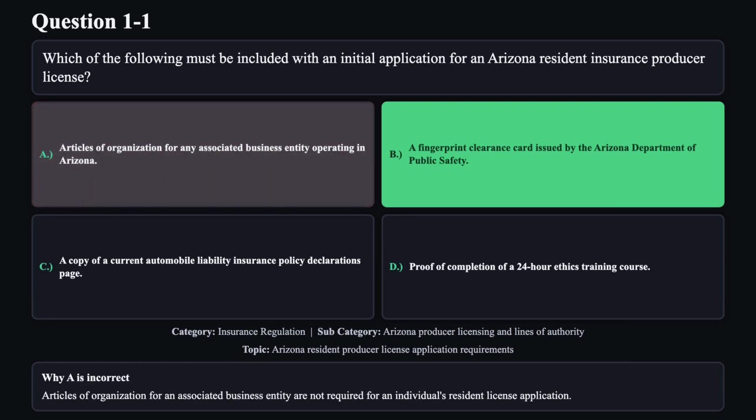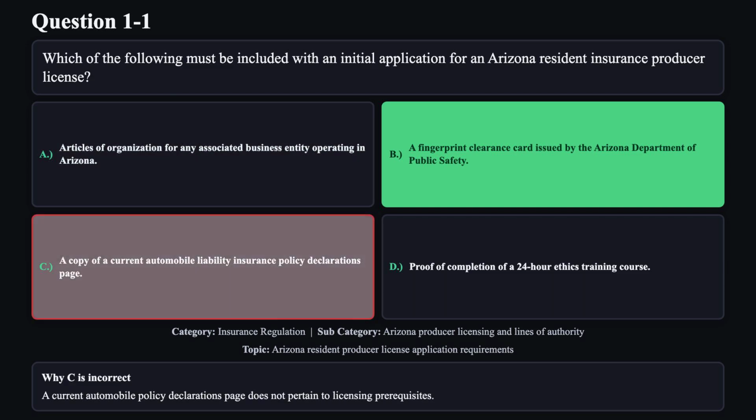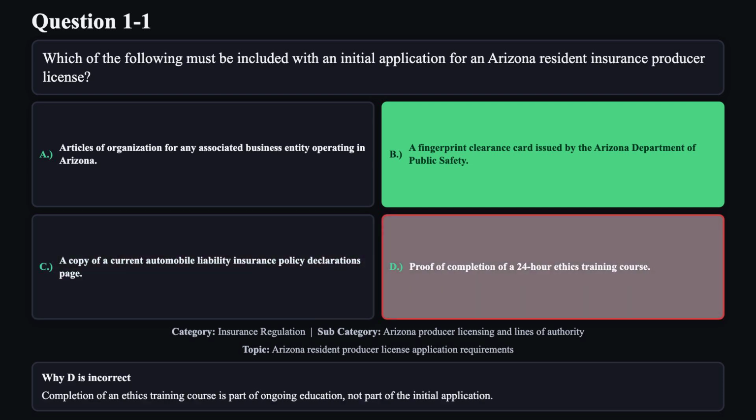Reason A is not correct. Articles of organization for an associated business entity are not required for an individual's resident license application. Reason C is not correct. A current automobile policy declarations page does not pertain to licensing prerequisites. Reason D is not correct. Completion of an ethics training course is part of ongoing education, not part of the initial application.